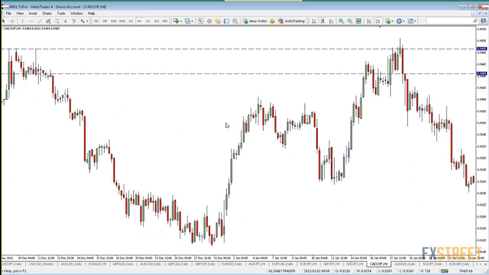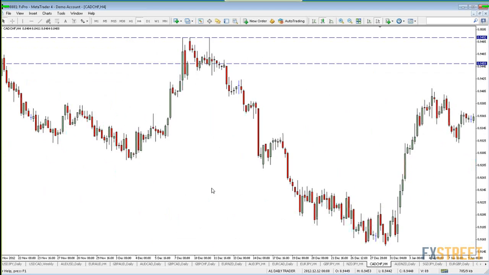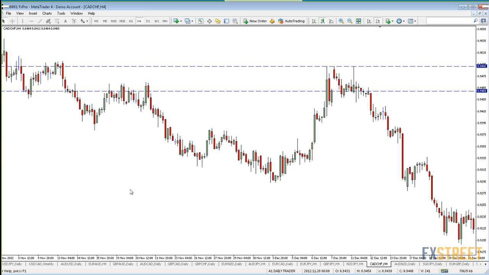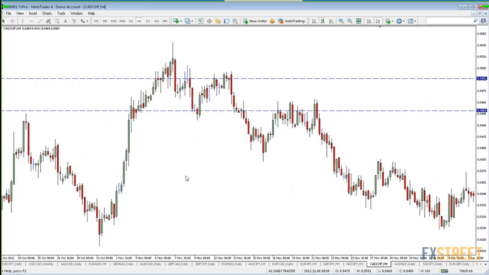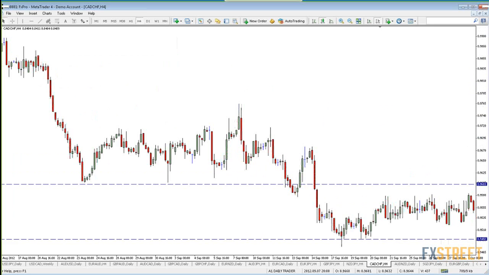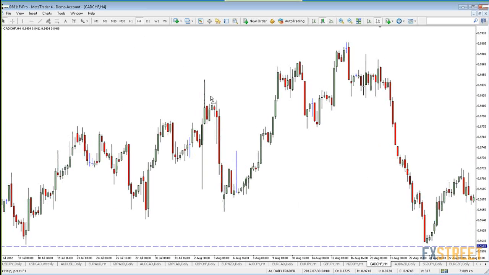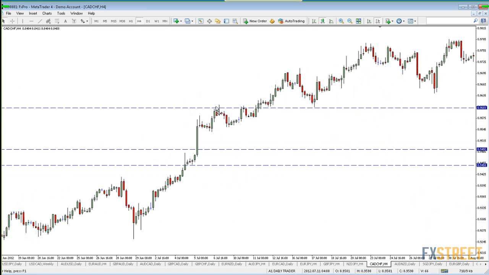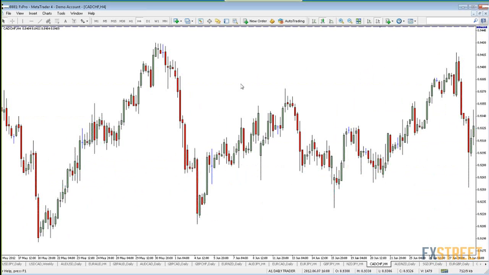That's probably not a very good one. Let's find a better one. CAD Swiss. What I've noticed is that, there we go. That's a beauty right there. Okay. All right, here we go.